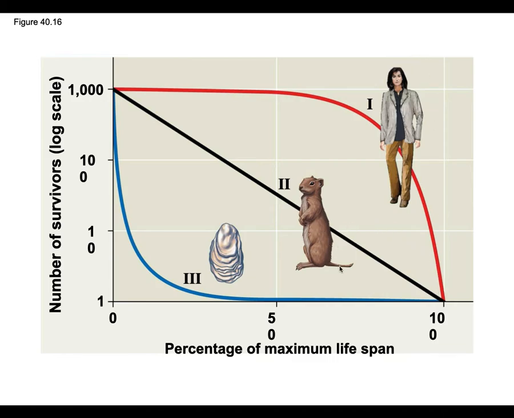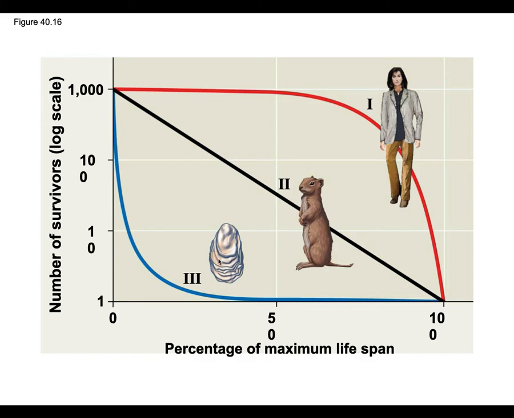A lot of smaller mammals or birds or insects that might have less prenatal care might have a lower survivorship curve because they're having more offspring, and also the care that they give to those offspring might not be enough, so they have a higher mortality rate.